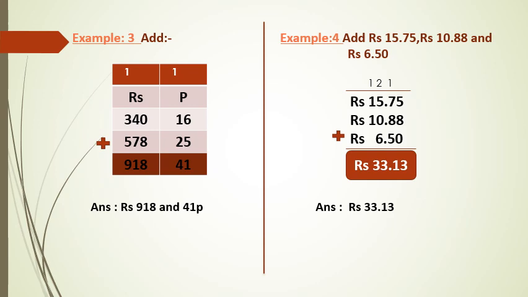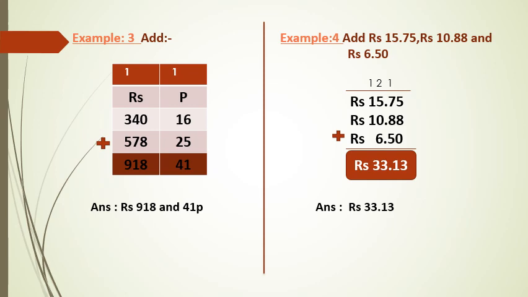So 6 plus 5 will be 11. We are going to write 1 over here and another one will be carried to the next column. So in the next column we are getting 1 plus 1 plus 2 is equal to 4. Done. Now move to the rupees column. In rupees column, the first column we are getting 0 plus 8 is 8. Next 4 plus 7, it's 11.